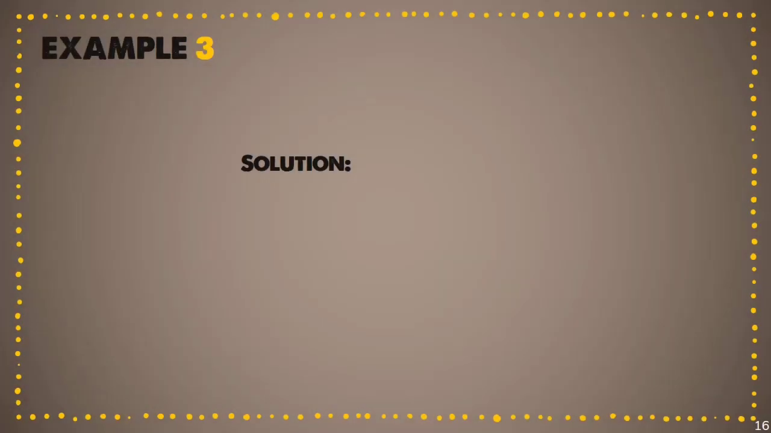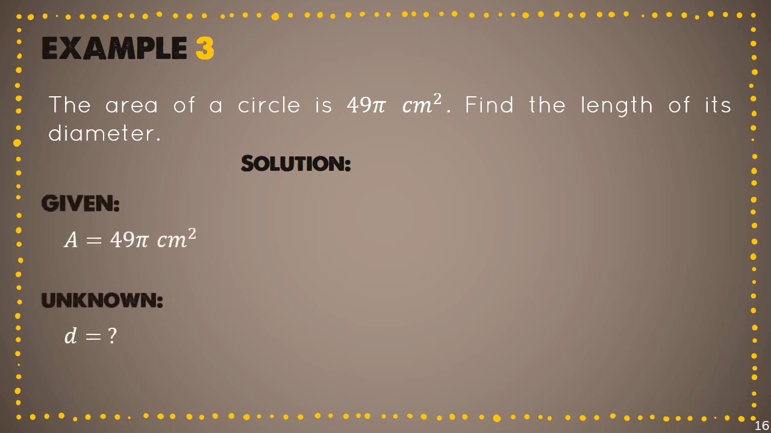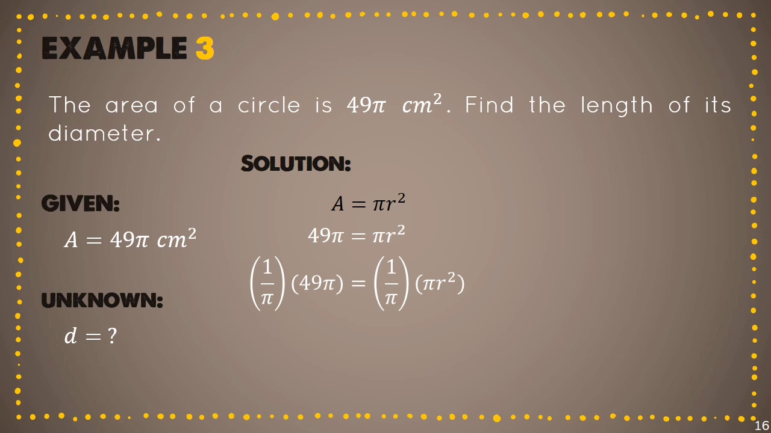For example, the area of a circle is 49 pi square centimeters. Find the length of its diameter. Using the formula for the area, substitute all the given values. So we have 49 pi is equal to pi r squared. Then multiply both sides by 1 over pi to cancel out pi. After that, take the square root of both sides.